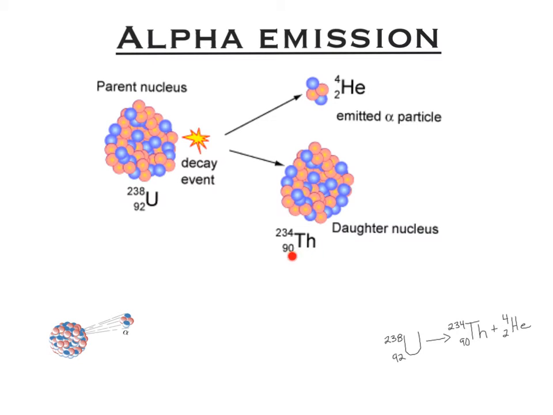We're left now with our new isotope, what's referred to here as our daughter nucleus, thorium-234. So we took 2 protons away, right? That gives us 90, which means it's thorium. And we then took 2 protons and 2 neutrons, that total a mass of 4. So we're left with 234. Thorium-234.